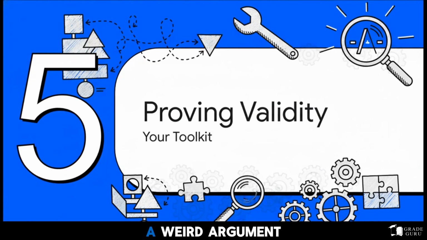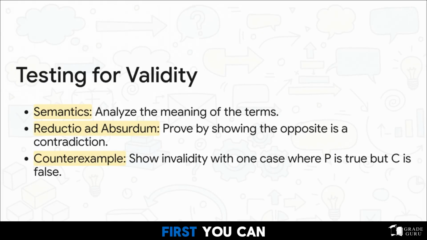So what happens when you get a weird argument that doesn't fit one of those neat little forms, and you still have to figure out if it's valid? Don't panic. You've got a toolkit for that. First, you can use semantics. That just means looking at the definition of the words. Like, John is a bachelor, so he must be unmarried. The definition of bachelor proves that. Second, there's a fancy one called reductio ad absurdum. Basically, you pretend the conclusion is false and show how that leads to some kind of crazy contradiction. And third, and this one's super useful, to prove an argument is invalid, all you need is one counterexample. Just one situation where the premises are true, but the conclusion turns out to be false. Find that, and you've busted the argument.